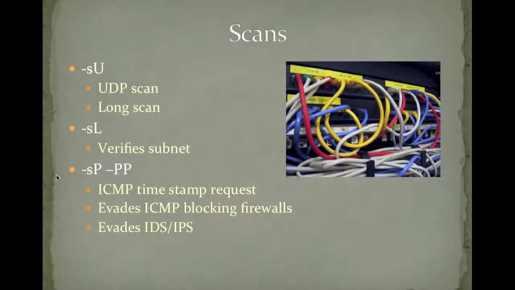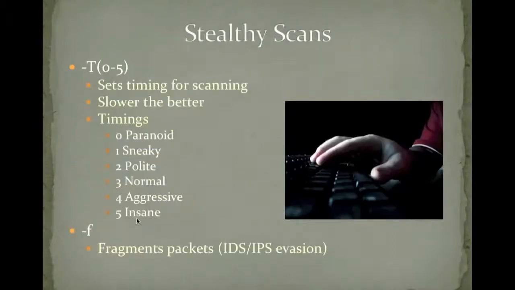-sP -PP. Now this sends an ICMP timestamp request. What this does is evade ICMP blocking firewalls. Usually firewalls just block standard ICMP packets. This is sort of a way to get around it, because -PP sends a timestamp request ICMP packet. Now there are different types of ICMP packets, but I won't go over this. And it evades IDSs and IPSs.